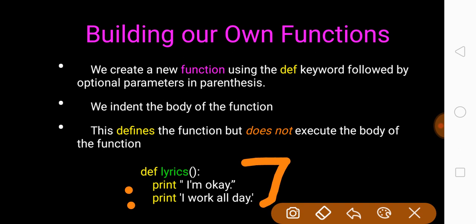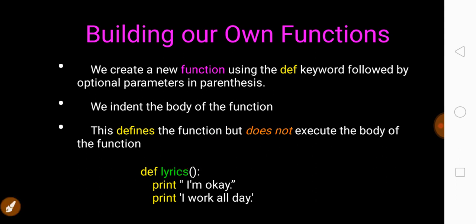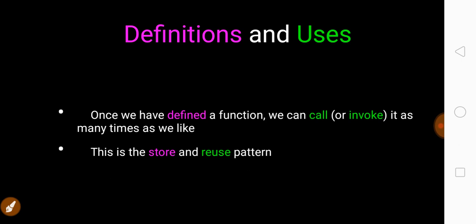And if you just use this name anywhere in the program, these 2 lines will get executed. These are some formal definitions. Once we have defined a function, we can call or invoke it as many times as we like. That means whenever we have defined that function, we can call that function multiple times. That means whenever we write the name of that particular function, it gets called.